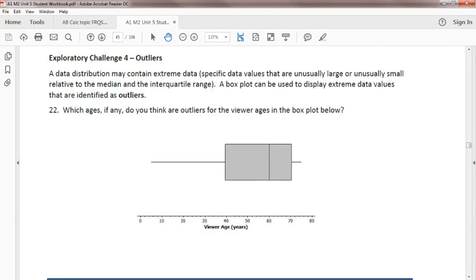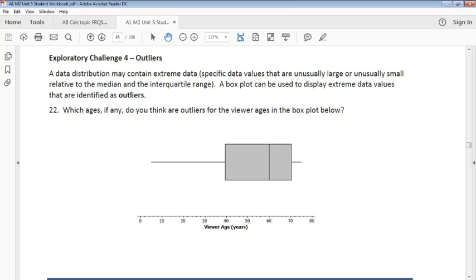I want you guys to discuss this with your group really quick. When you look at this data right here, this box plot is the same box plot that we've been working with. Where would you predict there might be outliers? Okay, talk to your group. Go.